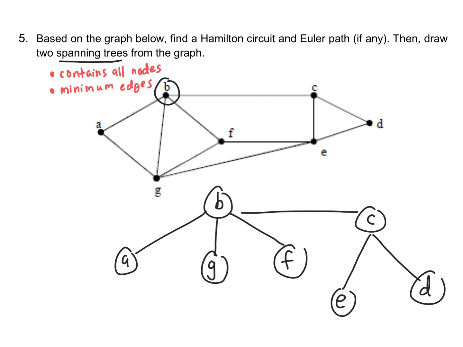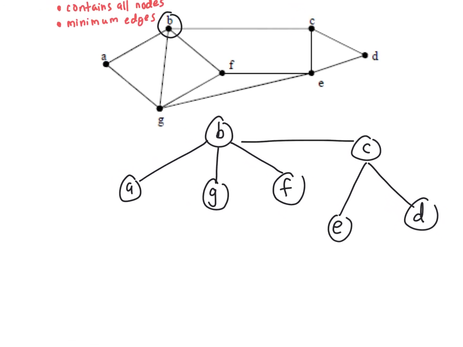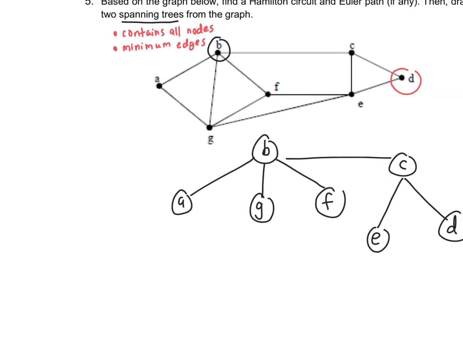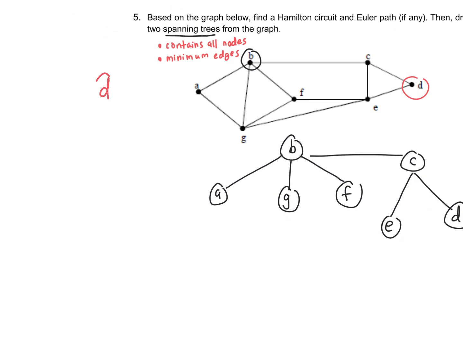So the question asks you to draw two spanning trees. Okay, so let's say we want to draw another spanning tree. We may choose any node that we want to take as the root. Let's say we want to start at D, for example. So this D must be connected to C and also E. Let's say you want to connect this D with A, for example. No, we cannot do this, right? Okay, so D is connected to C and also E.